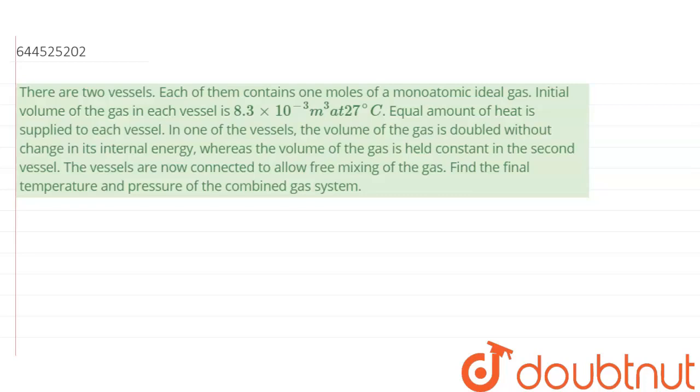Hello everyone, so our today's question is on the screen right now. There are two vessels, each of them contains 1 mole of a monoatomic ideal gas. The initial volume of the gas in each vessel is 8.3 × 10^-3 meter cube at 27 degrees centigrade. That means the temperature and the volume of both vessels are the same, and both vessels contain the same gas, that is monoatomic ideal gas.